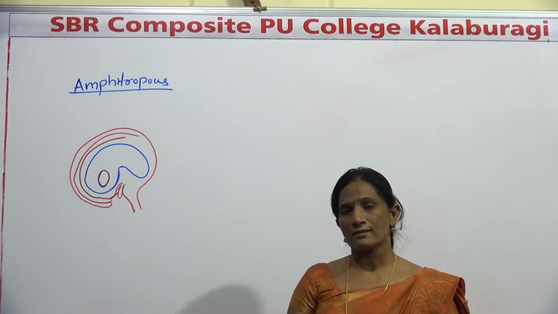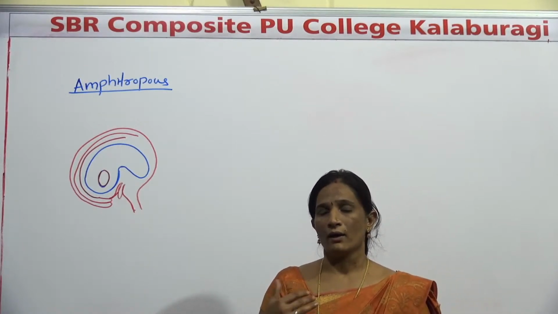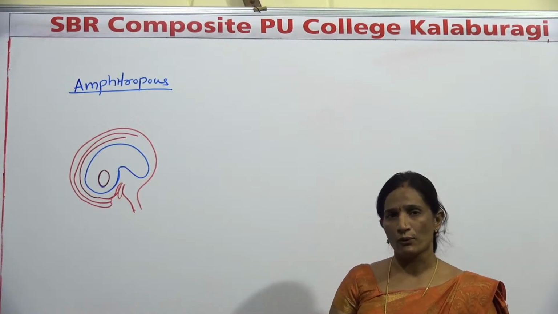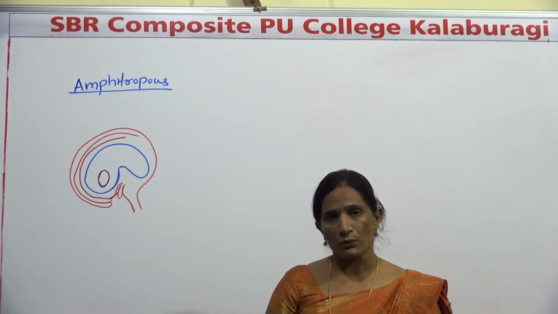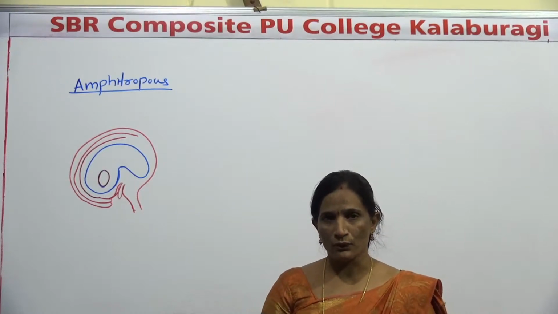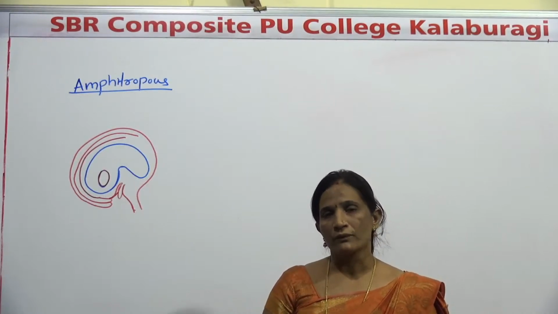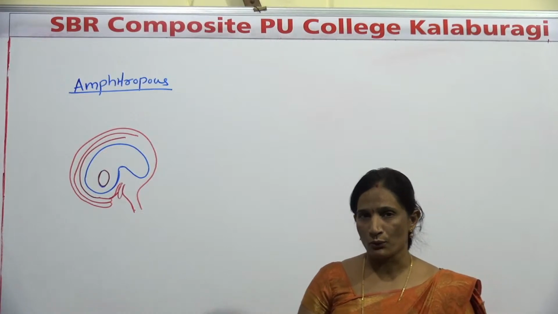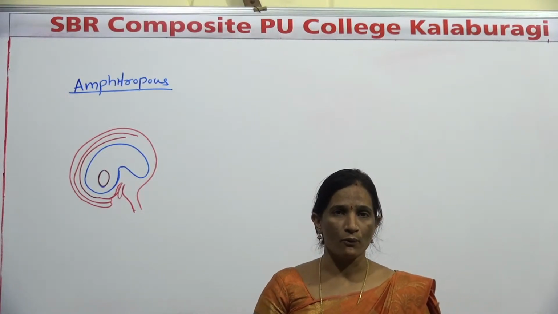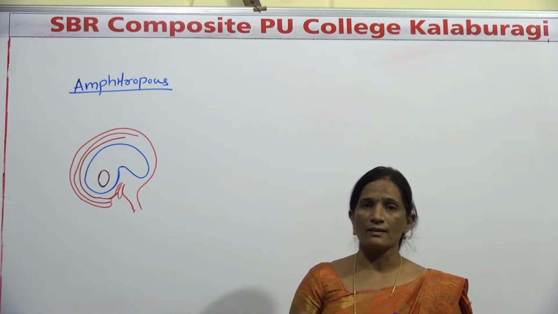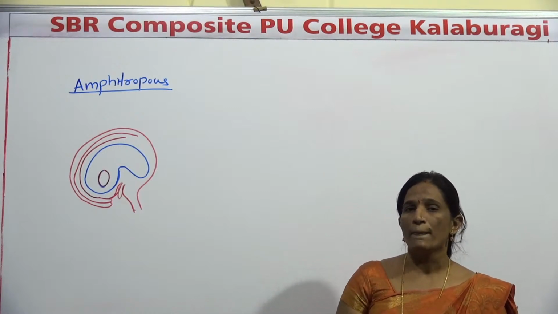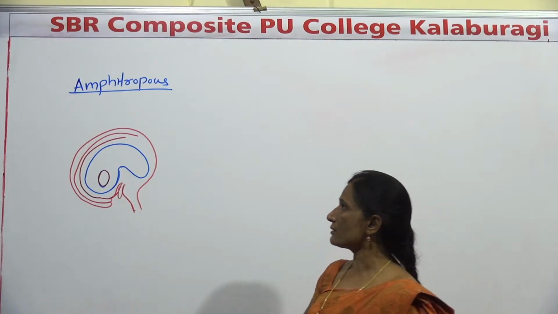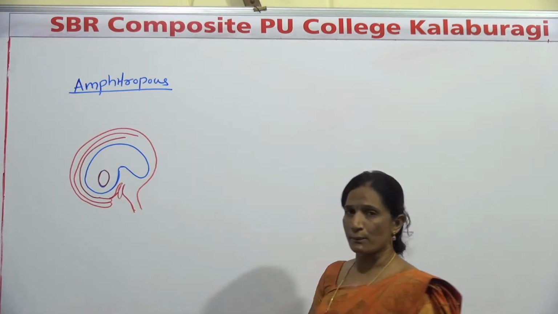So in yesterday's class, I explained the anatropous ovule in detail. Besides that, other types of ovules are also there: orthotropous ovule, hemianatropous ovule, campylotropous ovule, amphitropous ovule and cyclotropous ovule. So these are the different types of ovules. In yesterday's class, I also explained the campylotropous ovule. After that, we'll go to the next one, the amphitropous ovule.